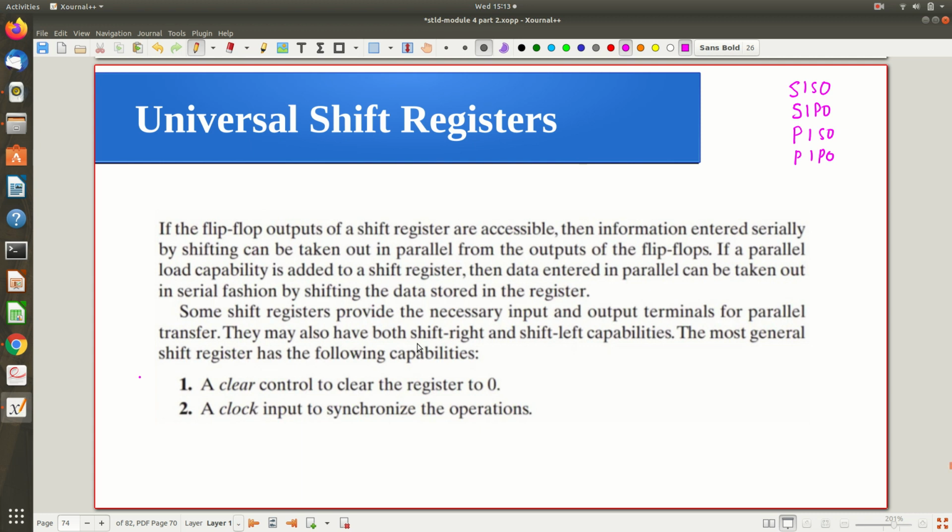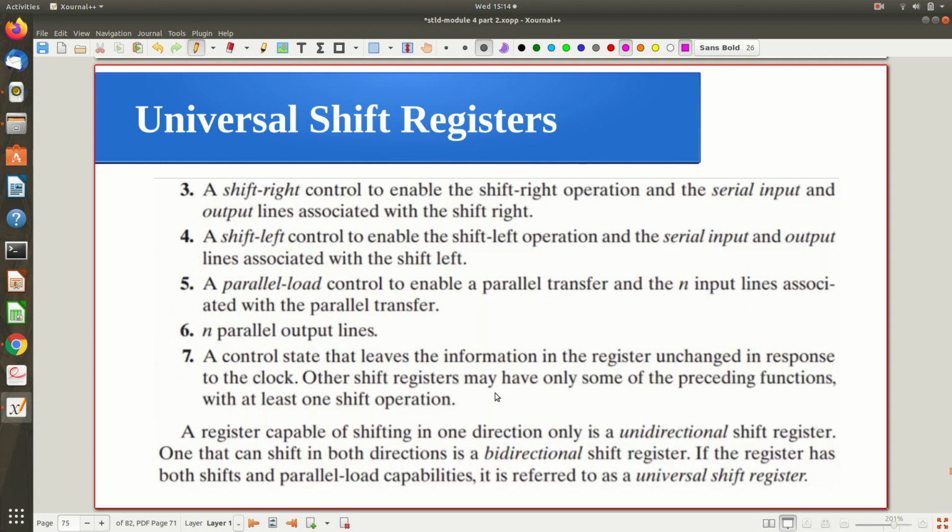So what are all the requirements of such a universal register? We need a clear control to clear the registers to 0. You know that with clear and preset, at any time we can clear all the flip-flops as well as preset all the flip-flops. At minimum we need clear. Then a clock input should be there, which synchronizes the operation of the flip-flops, and you know how this clock is applied.